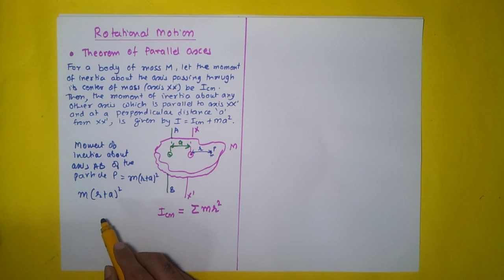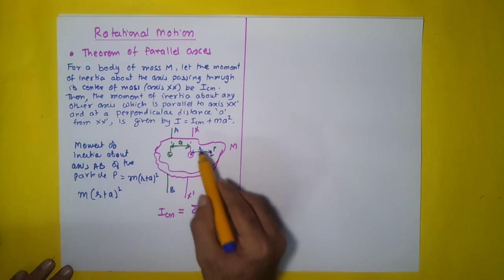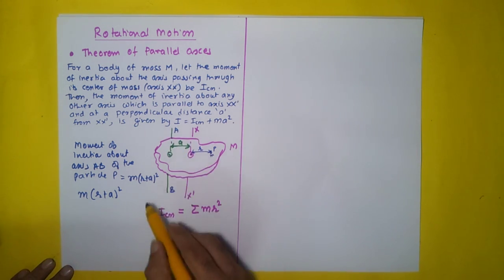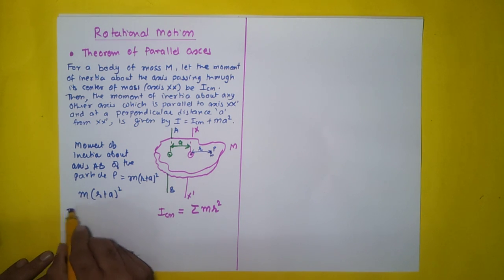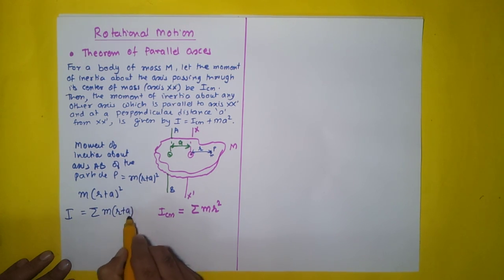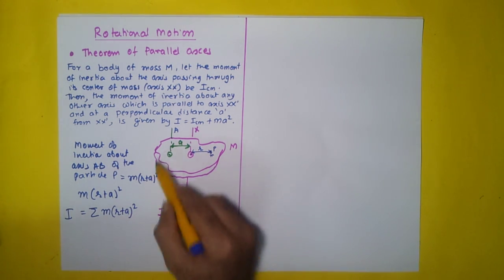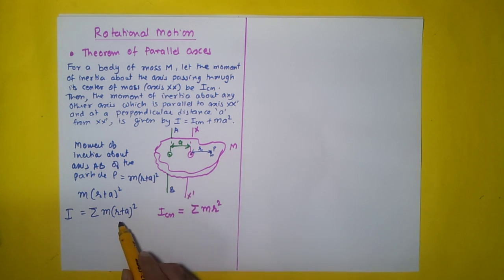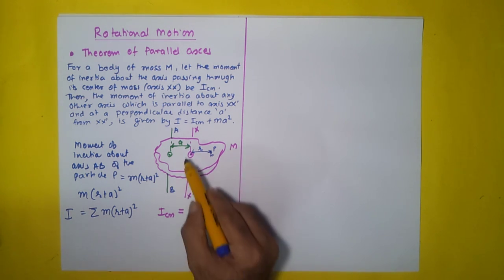Right? So if I want to find out the moment of inertia of the entire body about this axis, it will be I AB, or simply I, is equal to sigma of m into r plus a, whole square, because the mass of each particle is m, and for each particle I'll take the distance r from this axis.